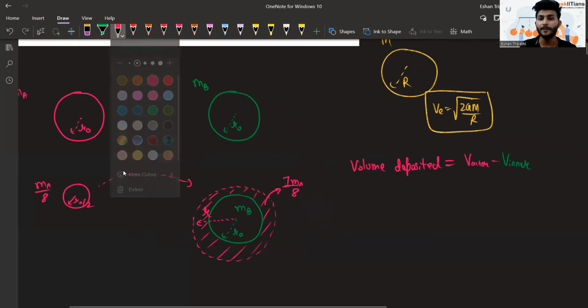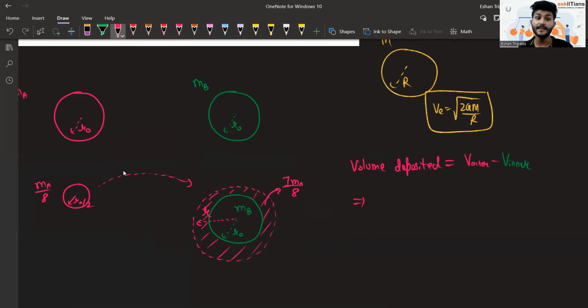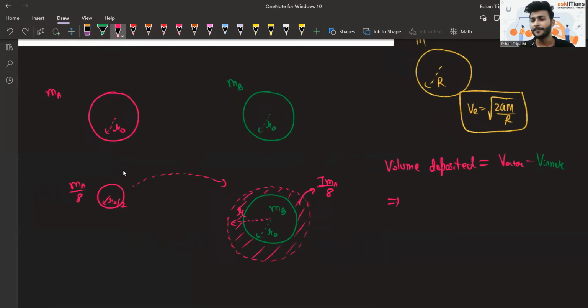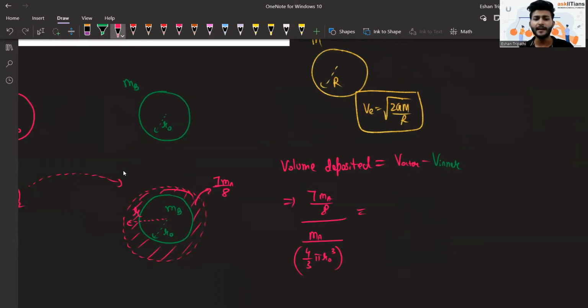Now the volume deposited is going to be mass upon density. Mass is given as 7 Ma by 8. Density of this body originally was Ma divided by its volume, 4 by 3 pi r0 cube. This is equal to the final volume of this outermost covering, which comes out to be 4 by 3 pi small r cube minus the volume of the inner layer of this covering, that is minus 4 by 3 pi small r0 cube.